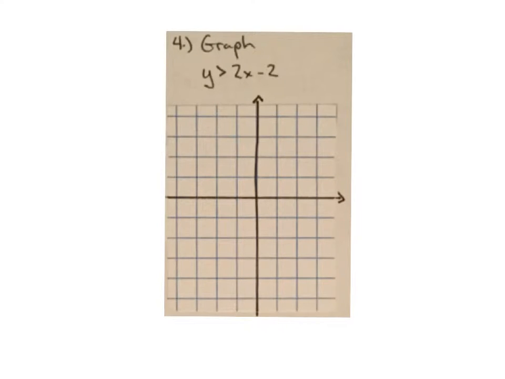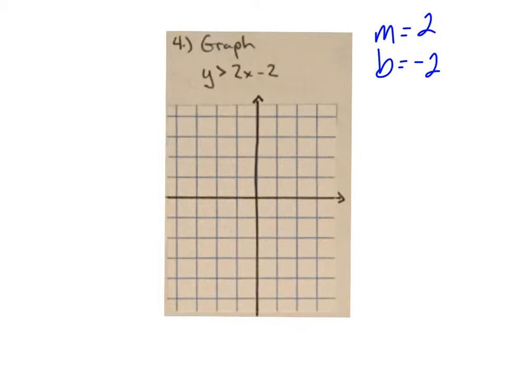There's three parts to graphing an inequality. For this line, y is greater than 2x minus 2, we can identify the slope and the y-intercept. Our slope is going to be the coefficient of the x term, in this case, 2. The constant is going to give us our y-intercept, negative 2.